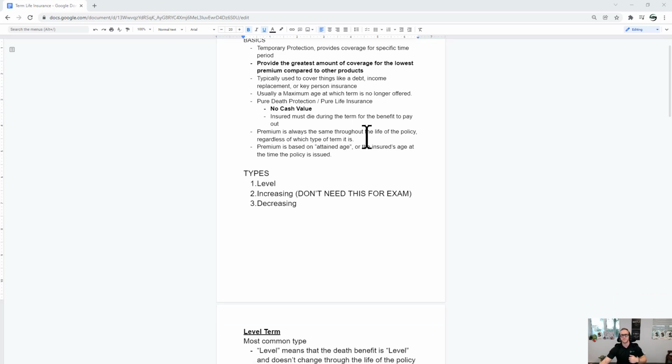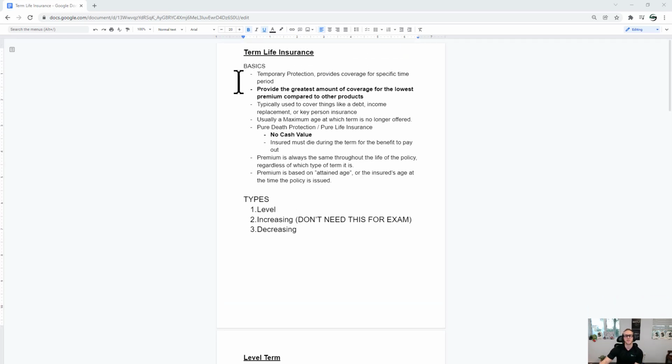So, term life insurance basics. Term life insurance is temporary protection. It provides coverage for a specific time period. So, someone can get a $1 million term policy for 20 years. They call it a 20-year term policy. They pay a certain amount of money for 20 years. At the end of the 20 years, they may have some options, which we'll go over in a minute, but usually it's done. All right.